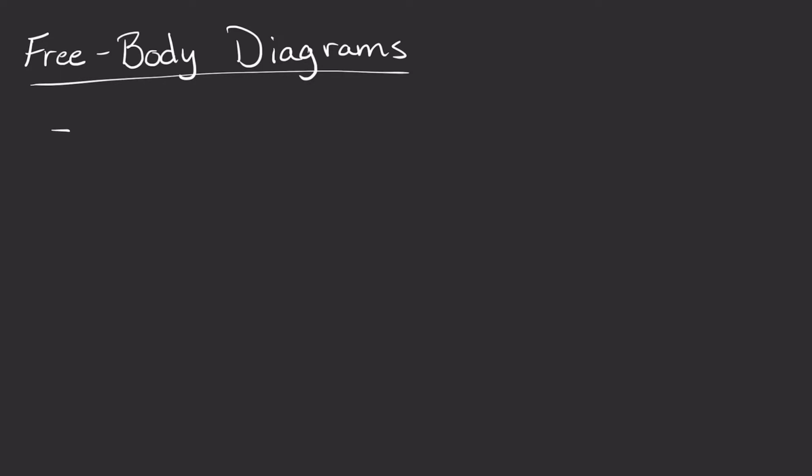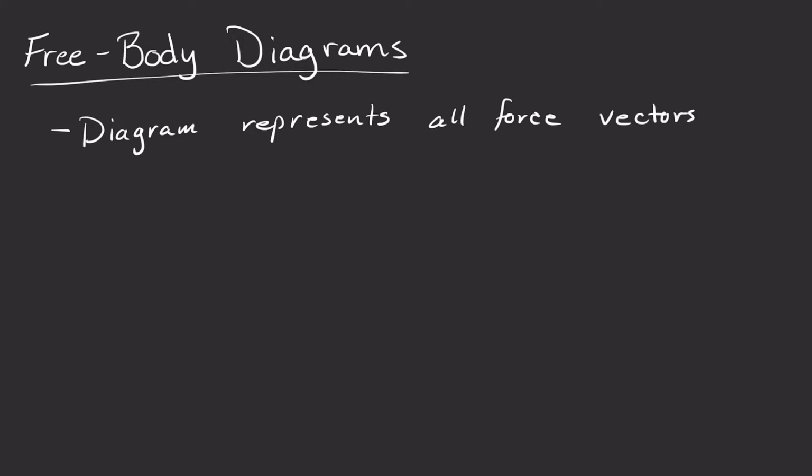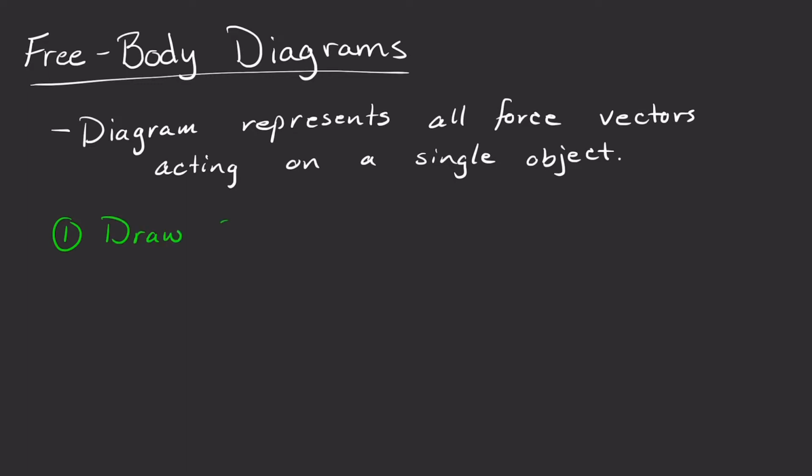So first off, a free body diagram is a diagram that represents all of the forces, or all force vectors, acting on a single object or a single system. So most of the time it's a single object. Okay. So how do we draw a free body diagram? Well, first thing is we need to draw something that represents the object itself.